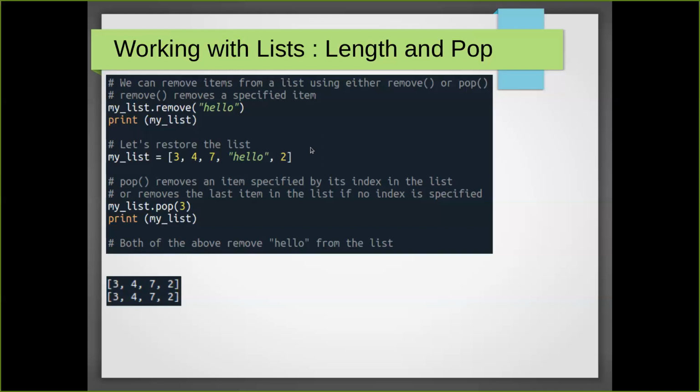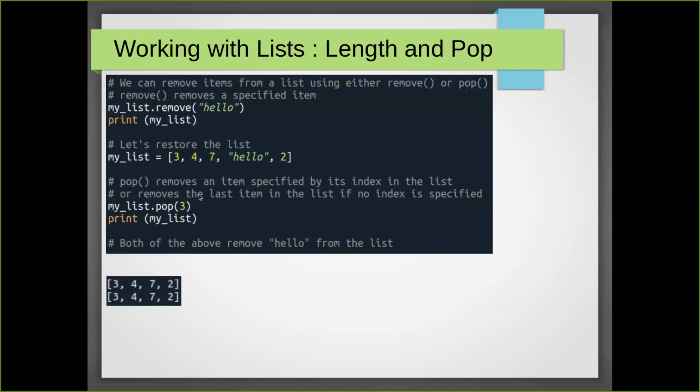So what pop does is it removes an item based on its index, by where it is in the list, not on its value. So if I were to say my list.pop(3), it'll remove the value at index 3, which you remember is the 4th item in the list, which is also hello in this case. So both of these will get rid of the word hello from the list.